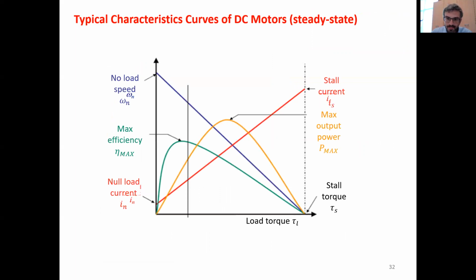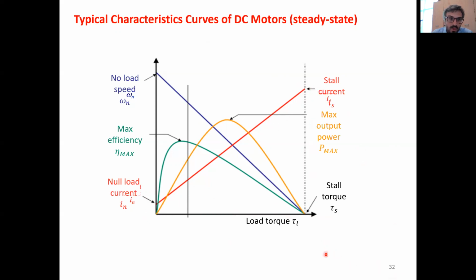So we can summarize what we saw till now. On the x-axis, we have the torque that the motor can produce, or the load torque that can be delivered to the load, from 0 to the maximum value of the stall torque. And as a function of this torque, we have different curves. We have the current that increases with the torque, starting from the null load current, which is due to the Coulomb friction, going to the stall current, which is the maximum current.